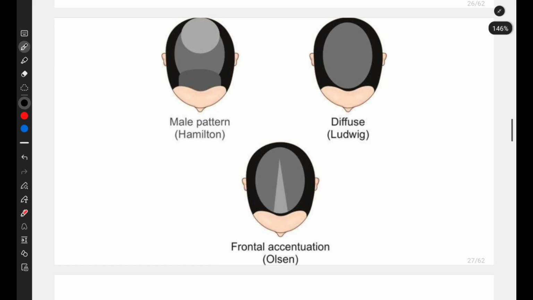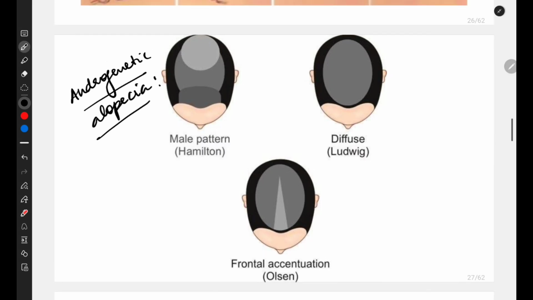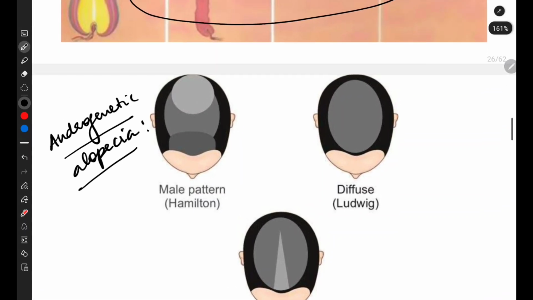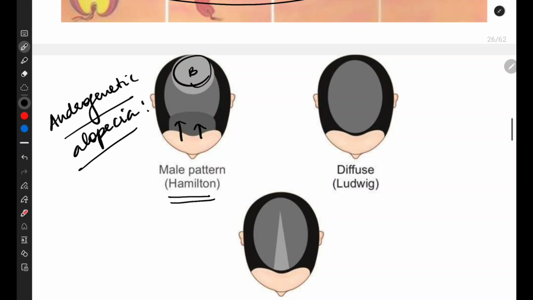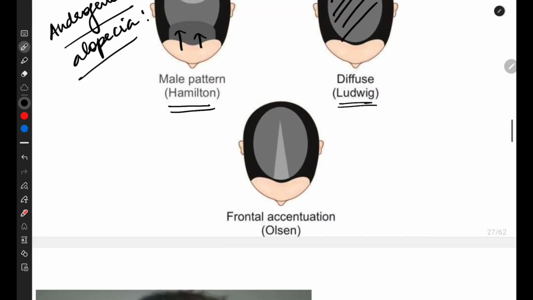So now coming to androgenetic alopecia. Androgenetic alopecia typically occurs in males, but it is also possible in females. If it occurs in males, it will usually be of this pattern called Hamilton pattern. So I'll start here. So this will be a bald spot. Then the forehead will be receding from the temples, and it is called Hamilton pattern. If it is diffuse, if it starts entirely diffuse, mostly seen in females, it will be called Ludwig pattern. And for example, frontal accentuation is called Olsen pattern. This is also commonly seen in female type of baldness.